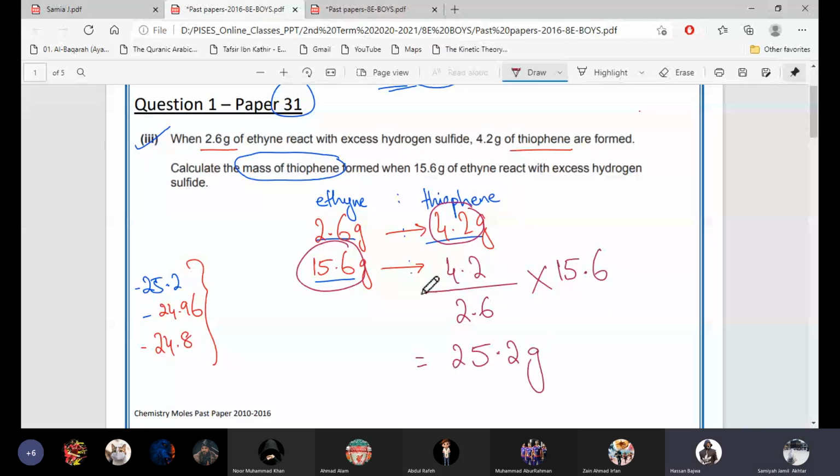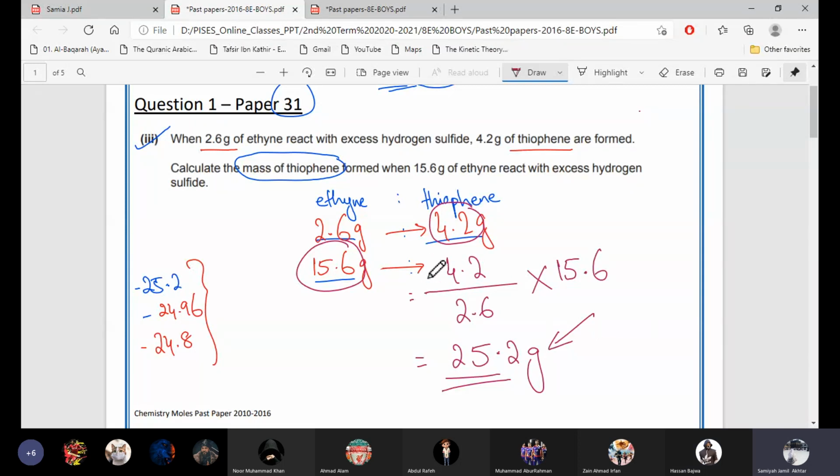Ma'am, please calculate it, I'm again getting 24.96. Did you calculate these numbers fully? Do it again: 4.2 divided by 2.6 multiplied by 15.6. It should be 25.2. I'm getting 25.2. Yes, ma'am, now I'm getting 25.2. See? Okay, this is the correct answer, 25.2. This is known as the unitary method.